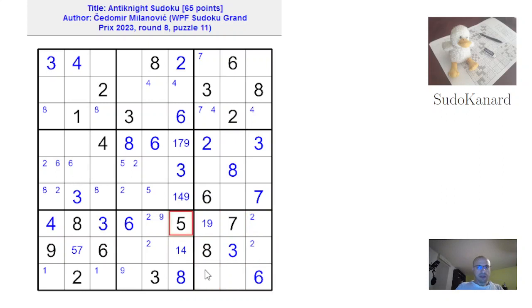I'm saying that 5 can't be here, it can't be here, so only 2 places. Oh, 5 can't be here by the knight's move, so 5 will be in one of those 2 cells. So this is finally a 5-7 pair, and 4 goes there. And those are a 1 and a 9.